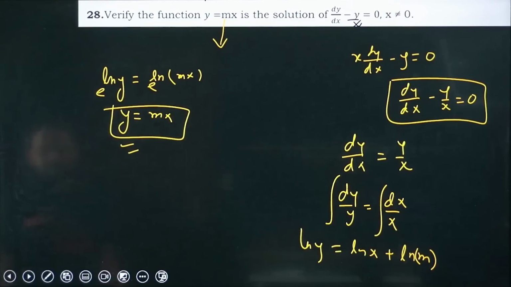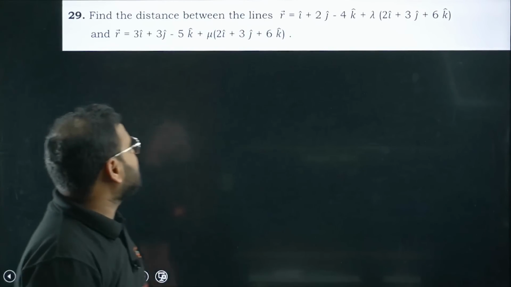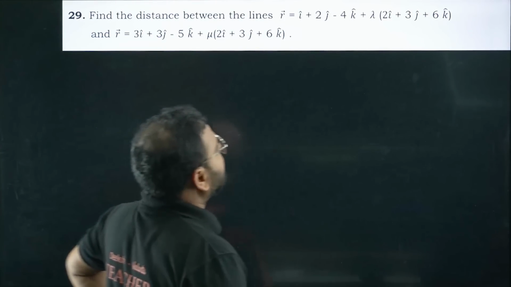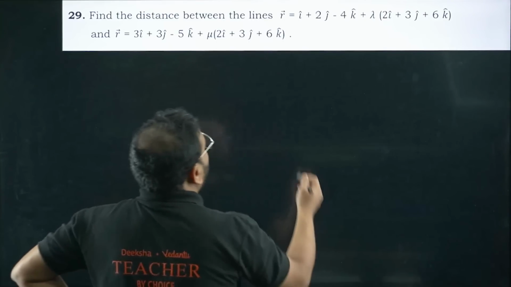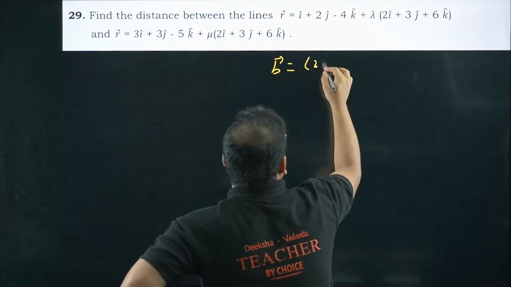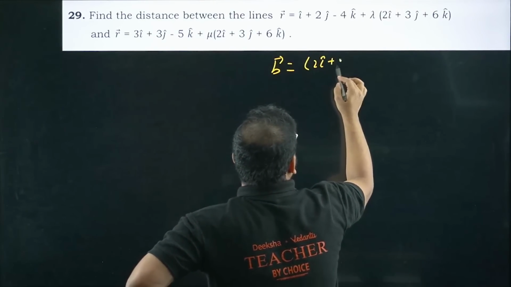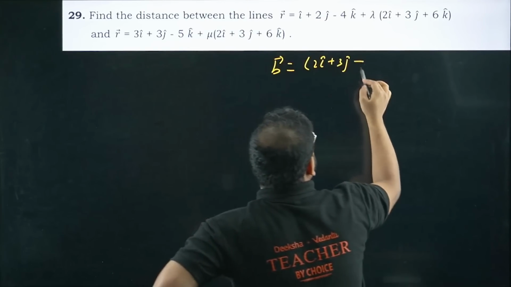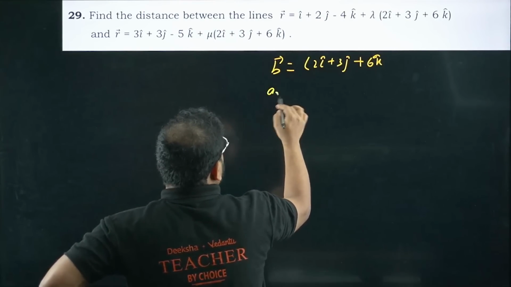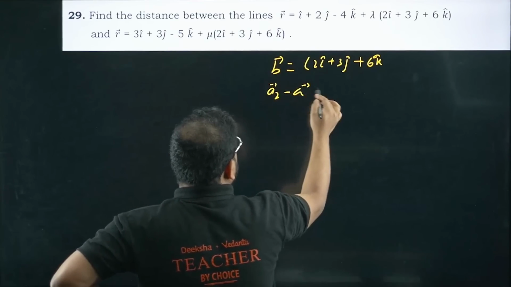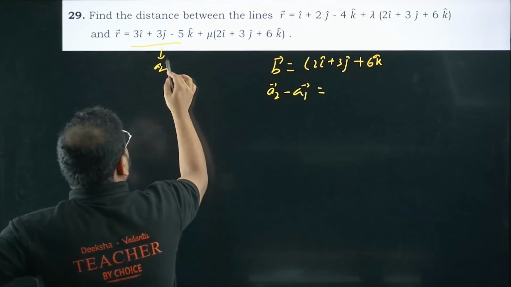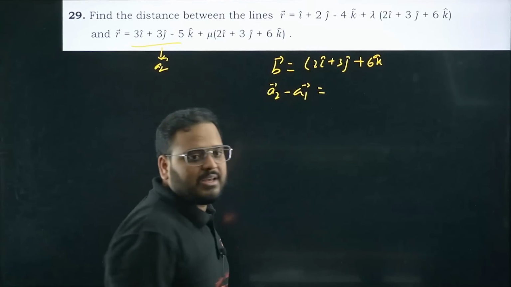Very simple. 29th now. The distance between the lines are 2i minus 4k plus lambda this. Check carefully. You have only one vector b like this. Vector b is given as 2i cap plus 3j cap plus 6k cap, and your a2 minus a1. Where is a2 minus a1? Please check. This part is a2, sir. And this is a1, sir.